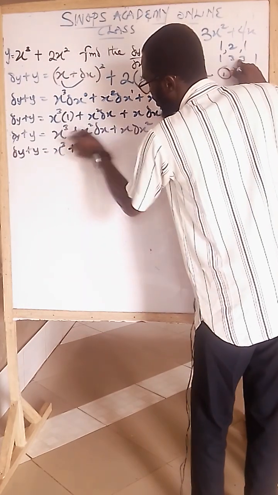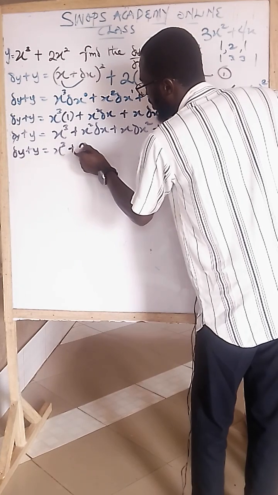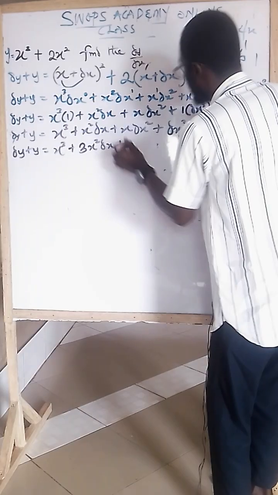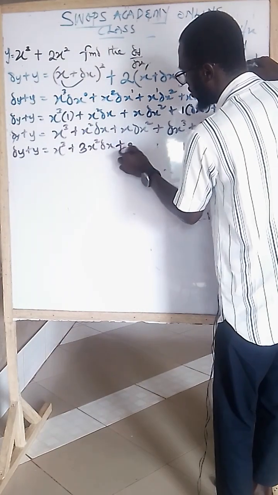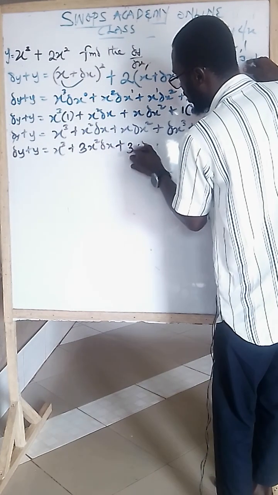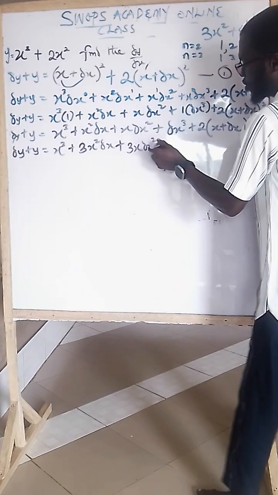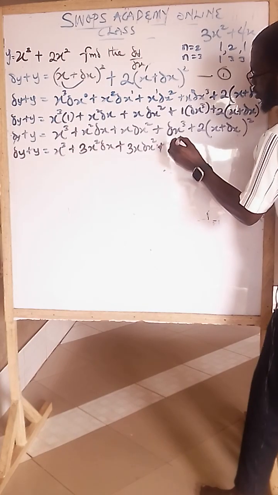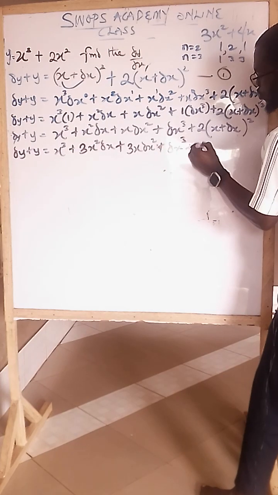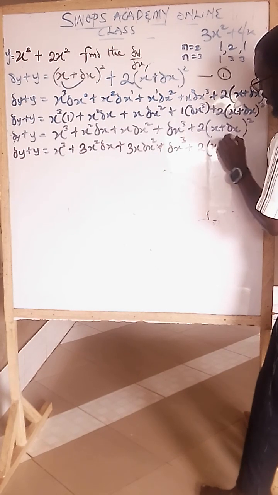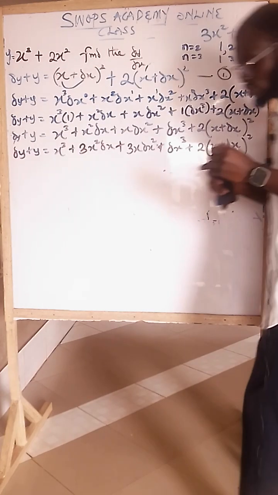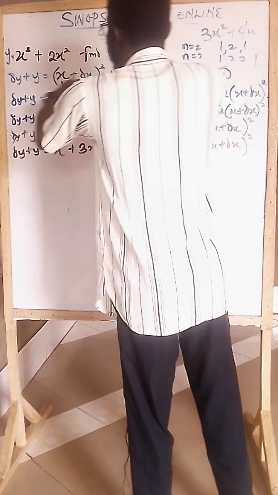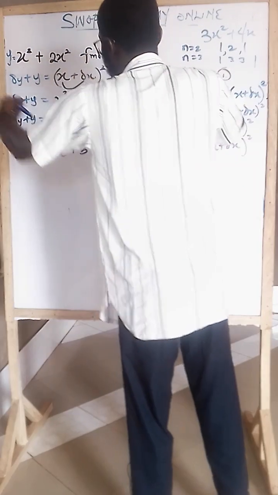Plus, when I times 3 with this, it will be 3s squared ds, isn't it? Plus, when I times it with another 3, 3s ds squared. Plus, when I times it with 1, it will be ds cube. Plus 2 in the bracket, s plus ds, all squared. Are we together?